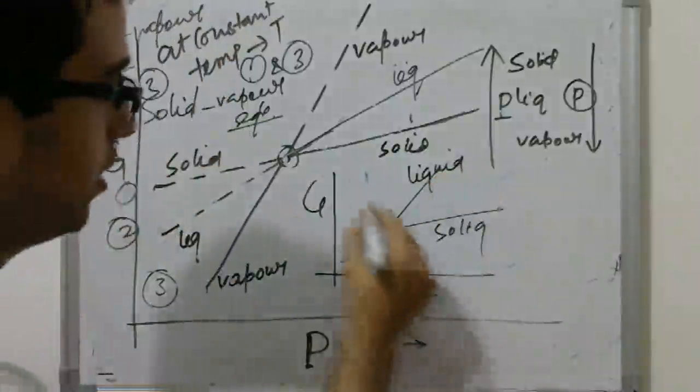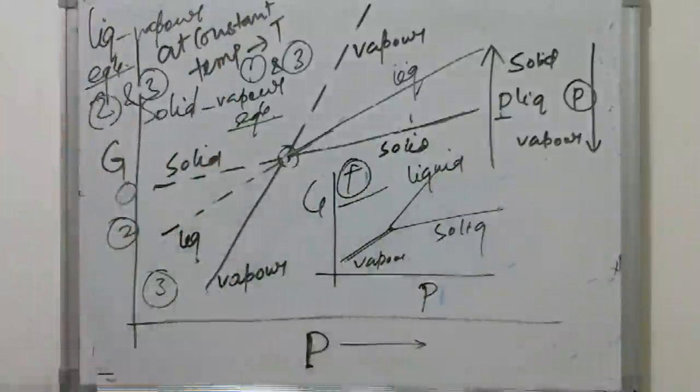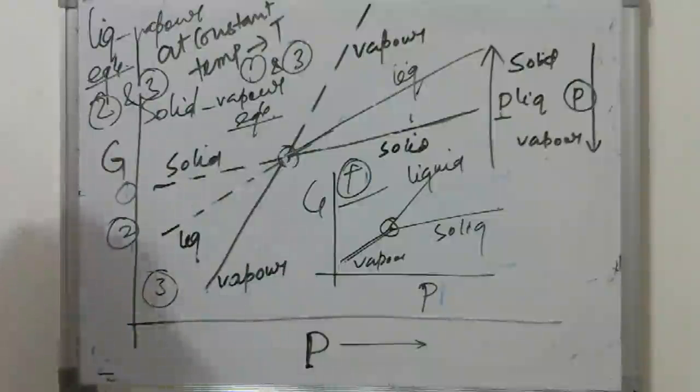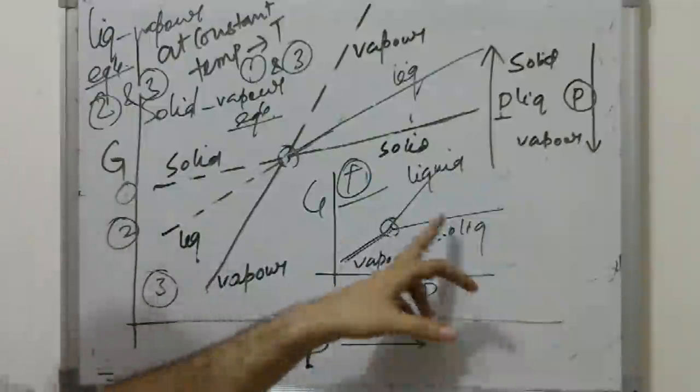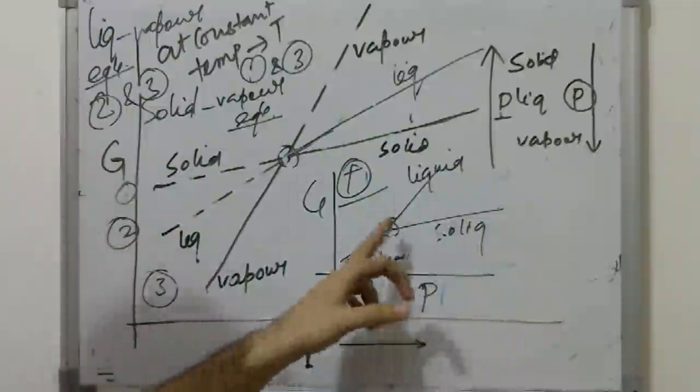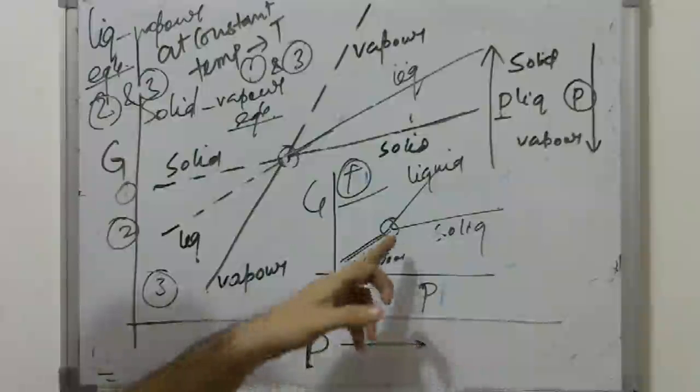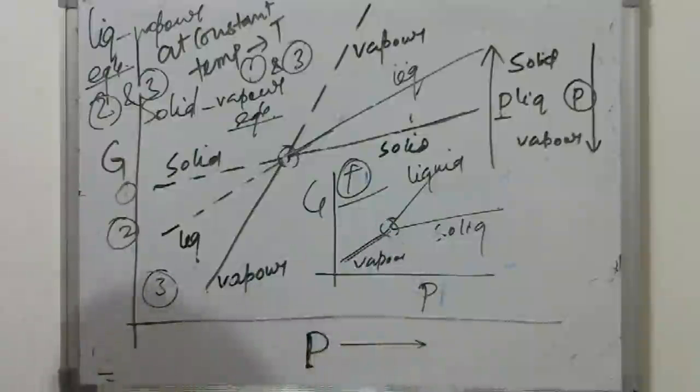G versus P at a given temperature. So this is for the triple point. It has been asked to find out the triple point of M. Triple point of M means where vapor, solid, and liquid coexist. That means the free energy of vapor, solid, and liquid are the same. So this is the point of equilibrium between 3 phases. So we call it a triple equilibrium point: vapor, solid, and liquid.